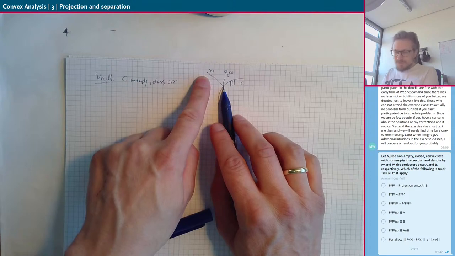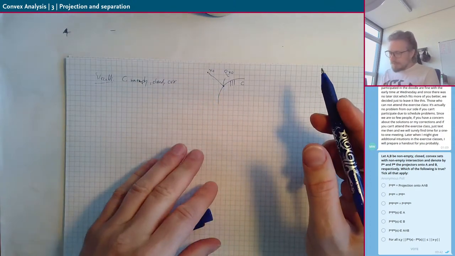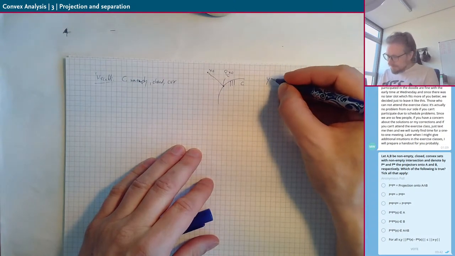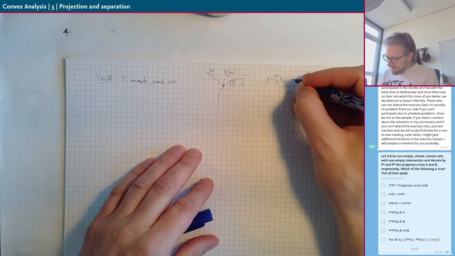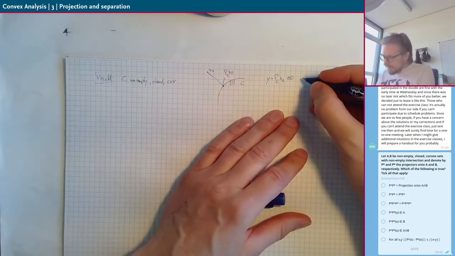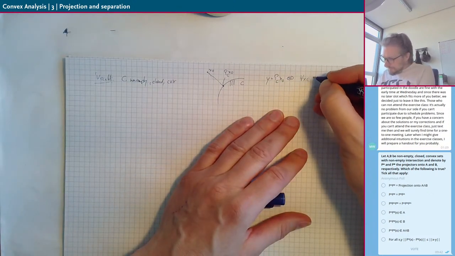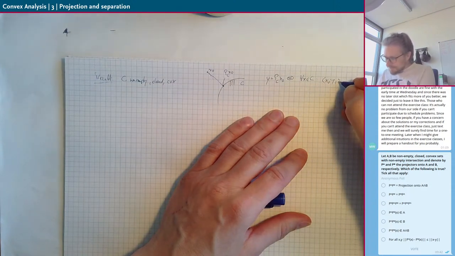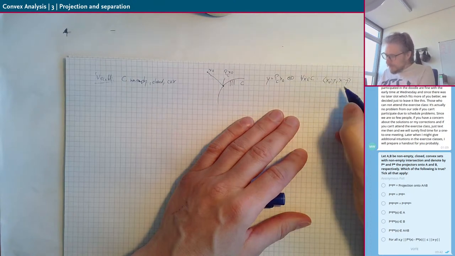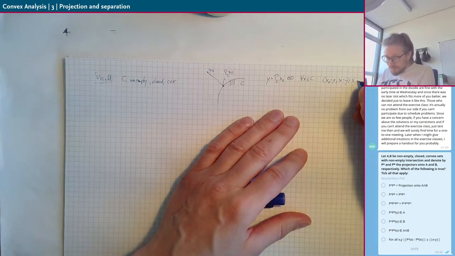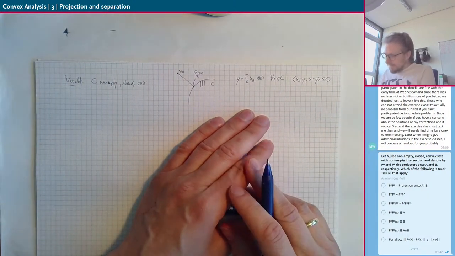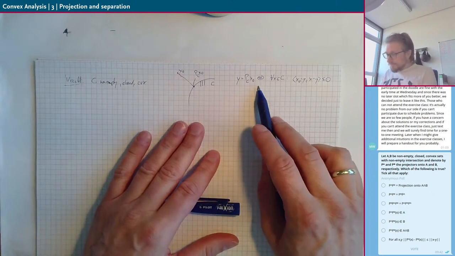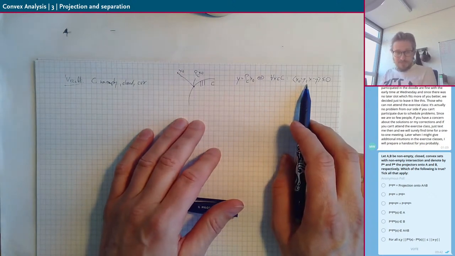This is not always good to work with. A more handy characterization is the following: a point y is the projection onto C of x0 if and only if for all x from the set C, it holds that the inner product of x0 minus y with x minus y is non-positive. Why it's handy we will see in a second. It's really useful to use this characterization of projections when it comes to the next notion of separation today.